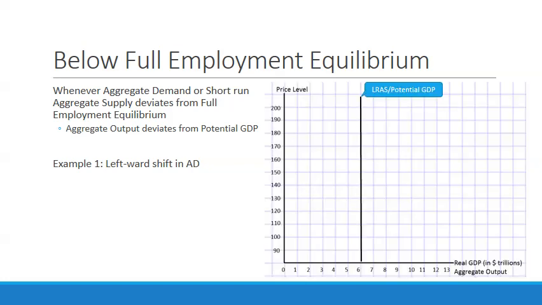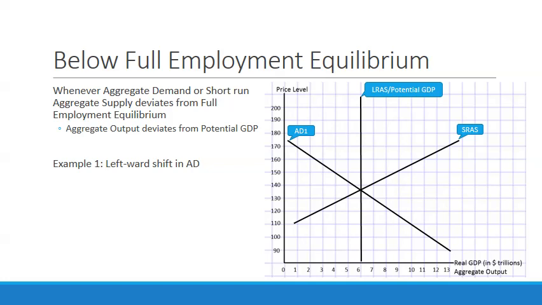Okay, so here we have our long-run aggregate supply, our potential GDP. So here's aggregate demand and here's our short run. So what we're going to look at is a leftward shift. So here's equilibrium in red. This is our full employment equilibrium. When AD shifts and becomes here, notice what's occurred now. The economy is now, real GDP is below potential GDP. So now we have a new equilibrium.